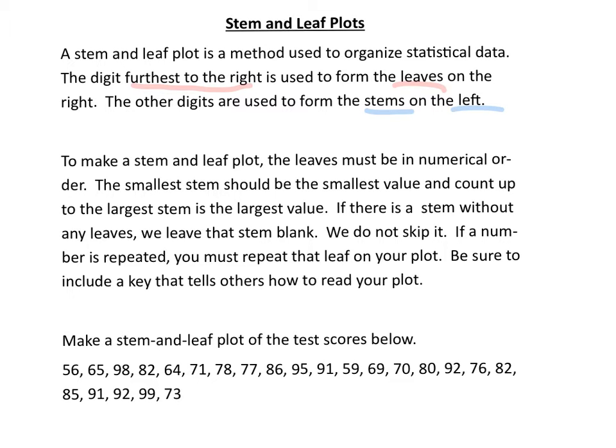To make the stem and leaf plot, the leaves must be in numerical order, and the smallest stem should be the smallest value and count up to the largest stem, which is the largest value. We leave the stem blank if there are no leaves. Don't skip it, because that's how you tell if there's a gap in the data, and it's an easy way to pick out an outlier.